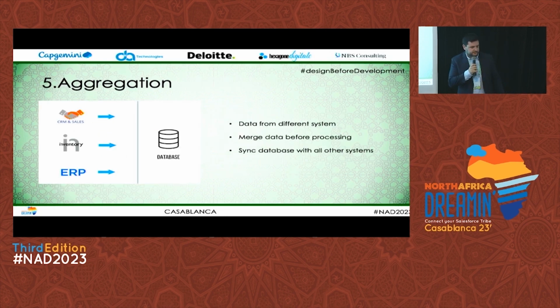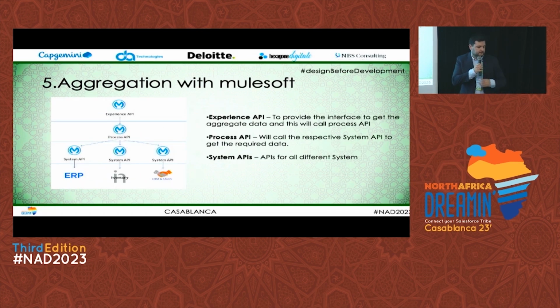Okay, the first integration pattern, we're almost there. It's aggregation. Aggregation, like the name states, is to aggregate data. So if you have multiple source systems, you want to fuse them and send the result to the target system. So how do you do that with Mulesoft?